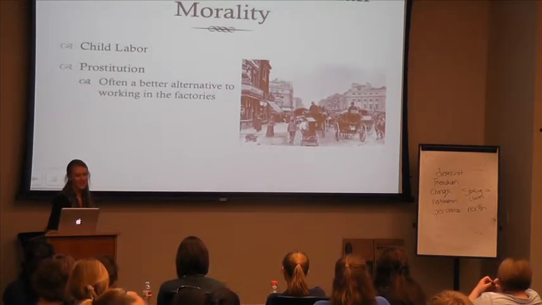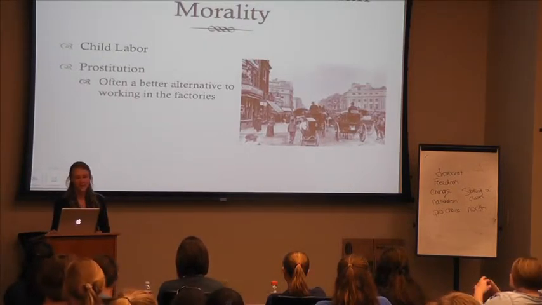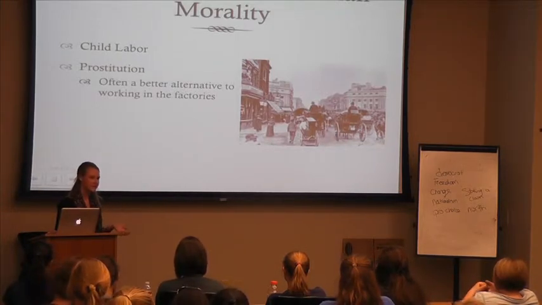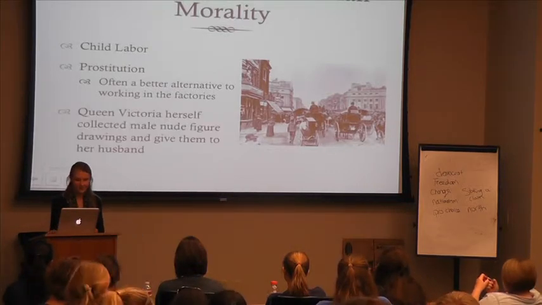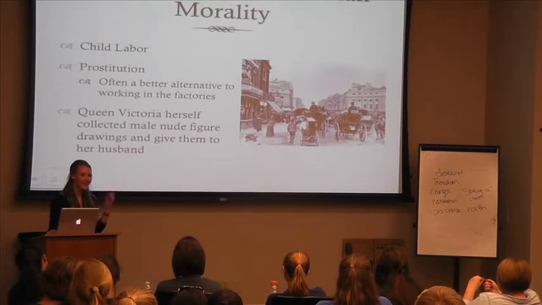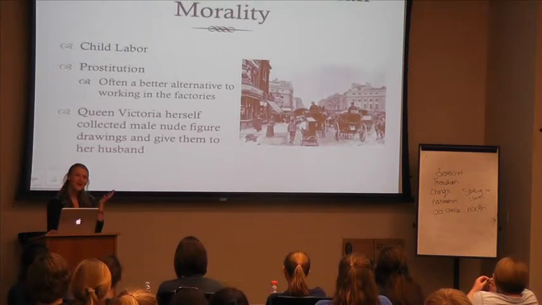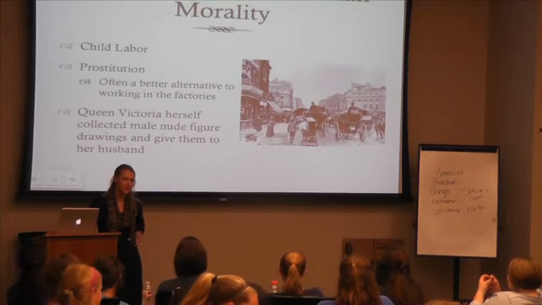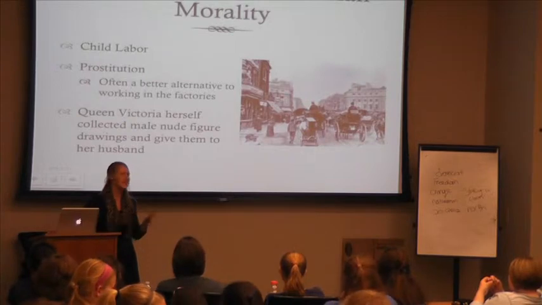Also prostitution. This was rampant during this time. Tons of people were becoming prostitutes, because it was a better alternative to working in the factories and stuff like that, which sounds pretty crazy, but it was for a lot of them. Also, Queen Victoria herself collected male nude figures and gave them as presents to her husband, which I think is kind of funny. So it's not as perfect as it makes it sound. They make it sound like everyone's living this high moral life and not doing anything wrong, but this is realistic.